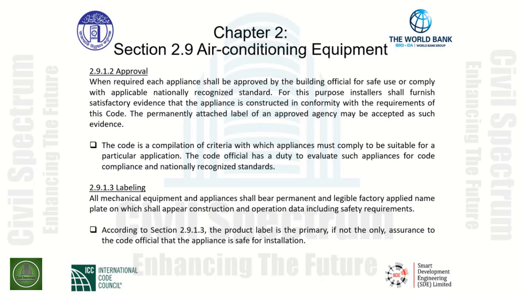Section 2.9.1.2 gives us a requirement for approval. When required, each appliance shall be approved by the building official for safe use or comply with applicable nationally recognized standards. For this purpose, installers shall furnish satisfactory evidence that the appliance is constructed in conformity with the requirements of this code. The permanently attached label of an approved agency may be accepted as such evidence.